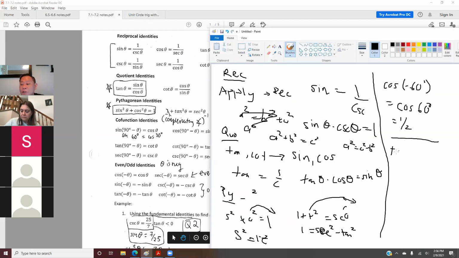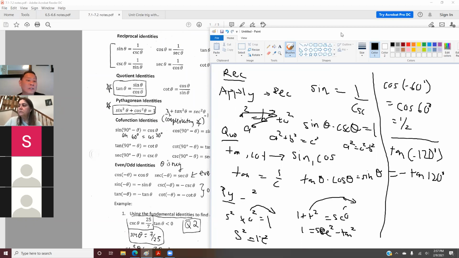Example is tangent of negative 120 degrees. Instead of going clockwise and counterclockwise, a lot of people don't like negative angles. You like positive. So because it's tangent, you can take the negative out. So this is actually negative tangent of 120.